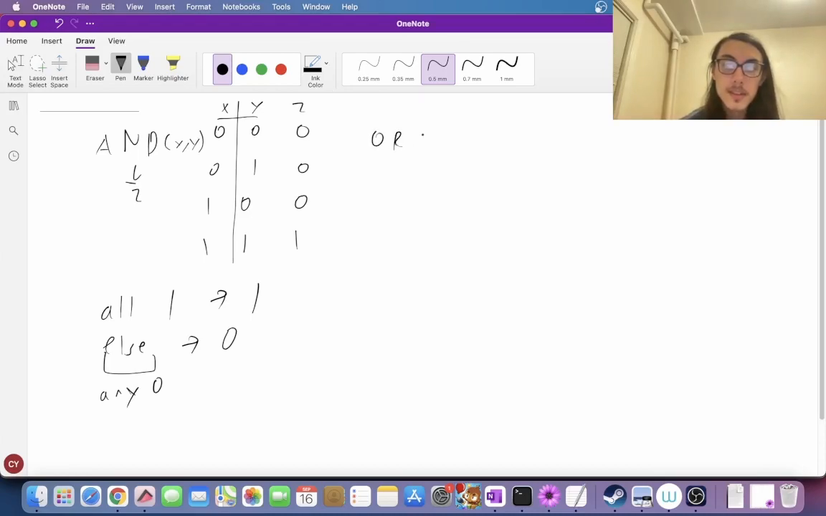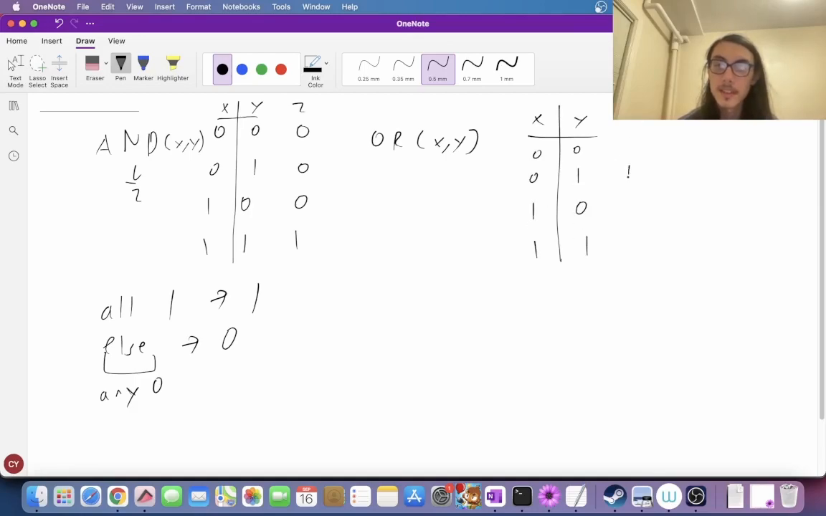Bitwise OR is similar, except it sort of behaves the opposite. Here's, for example, a truth table. It will essentially return 1 if there's at least one 1, and it will return 0 only if everything is a 0. So if all are 0, then it returns 0, else it returns 1. So if we have any 1, then it will return 1. So it's similar behavior, but it's sort of the opposite.